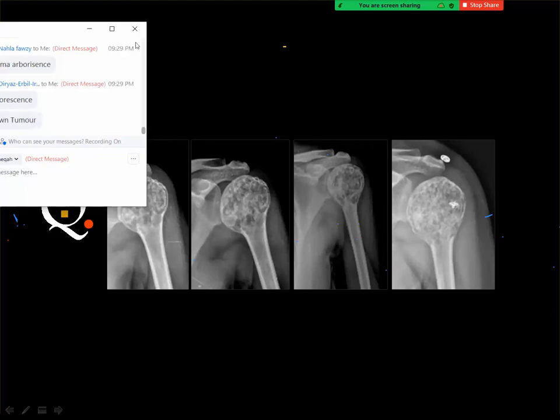brown tumor of hyperparathyroidism. Then this is the possibility answered by you. Other possibilities?